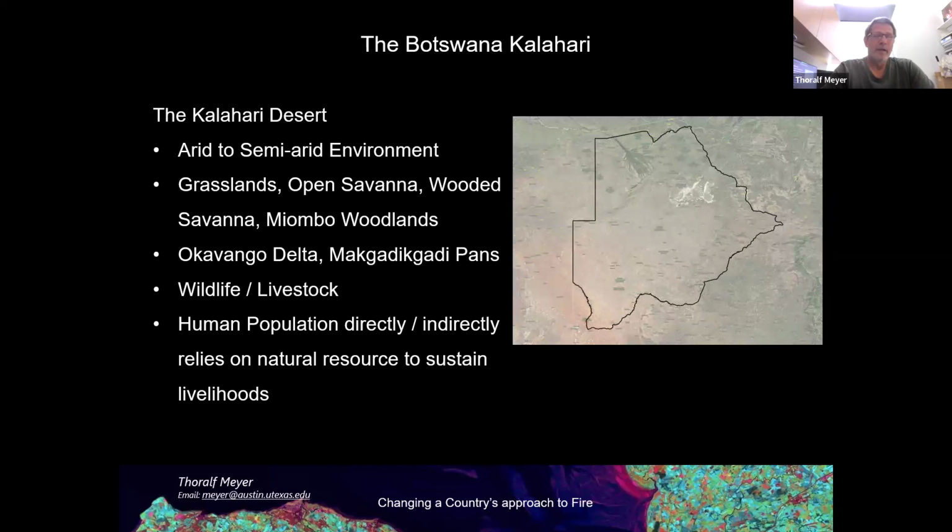Botswana also has some of the largest terrestrial national parks or protected areas on this planet. One of the more famous ones are the Makgadikgadi National Park, Chobe National Park, the Okavango Delta, and the Kgalagadi Transfrontier Park, which is the first protected area that was established between multiple countries.